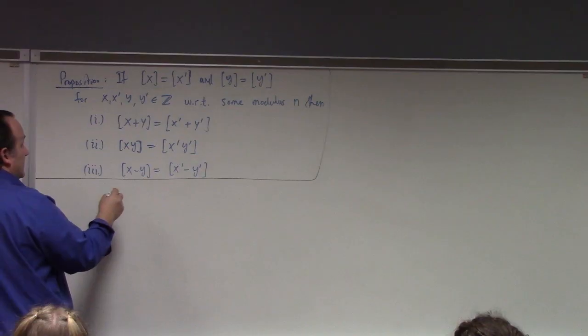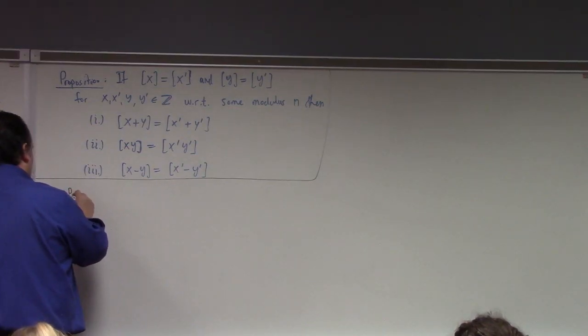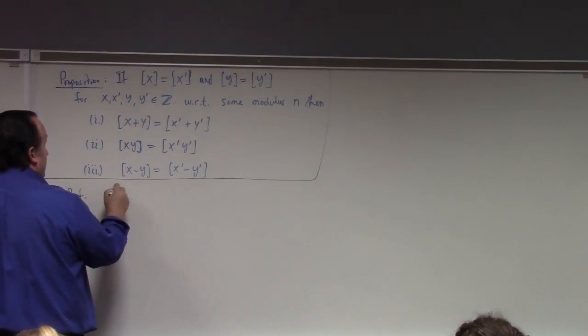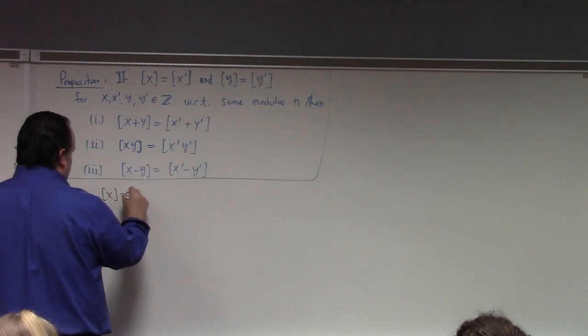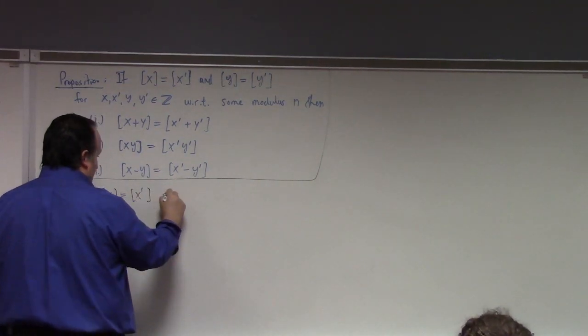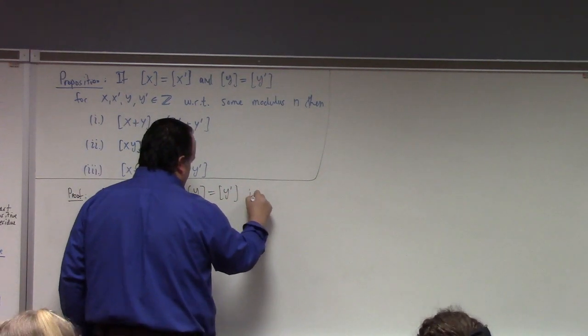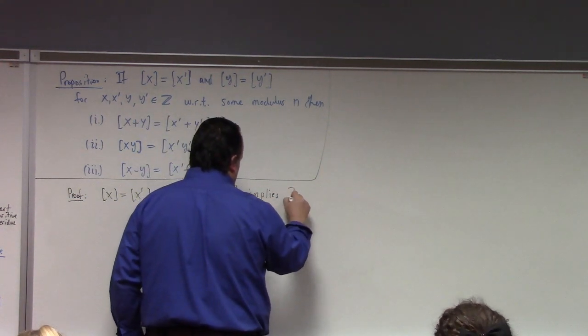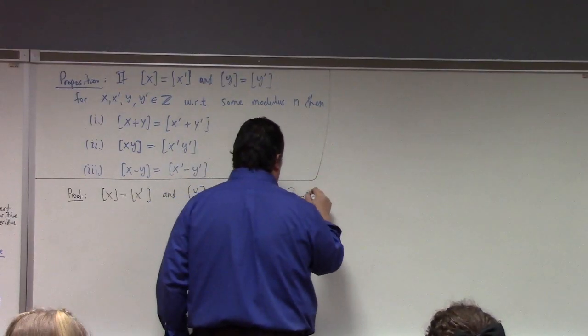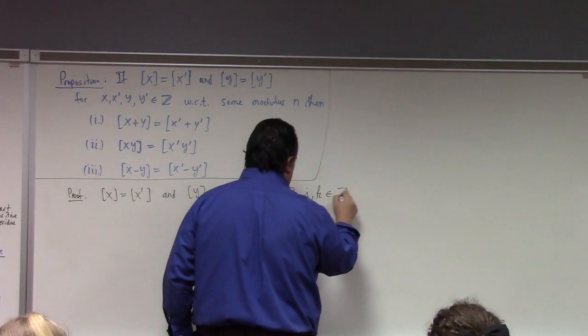It's relatively easy, so I'll go through it. x equals x prime and y equals y prime imply there exist, let's say, j and k in the integers such that what?